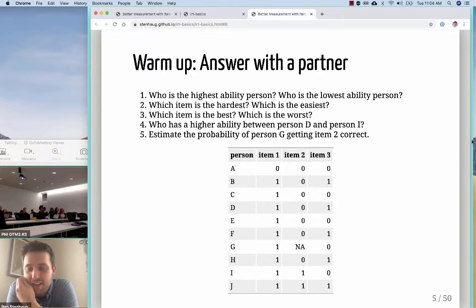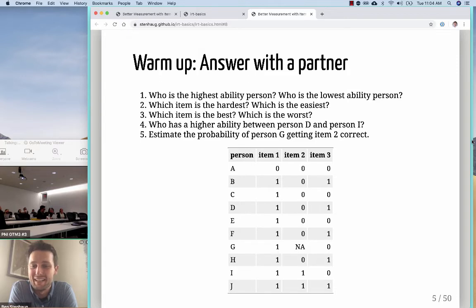Who? So in the front row, what's your name? Rachel. Okay. I'm going to key in on, is Rachel the right name? Yeah. I want to key in on this, because this is the art of learning. So you said person A was the lowest? That's right. Why did you say that? Because they got zero on every item.